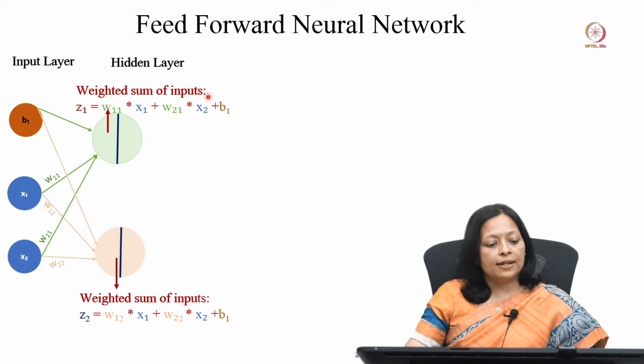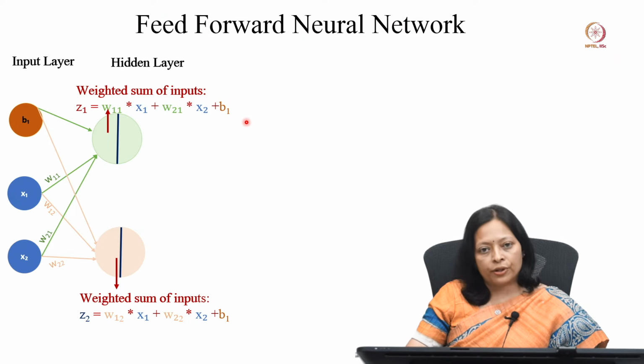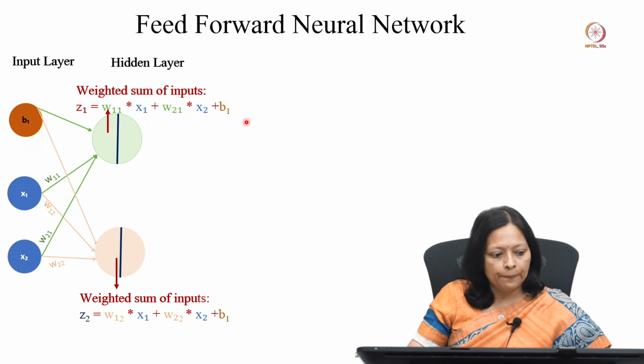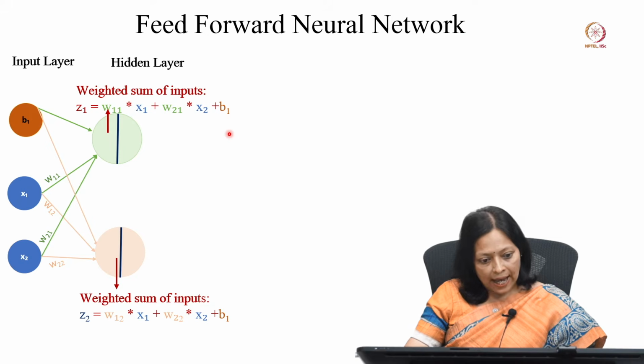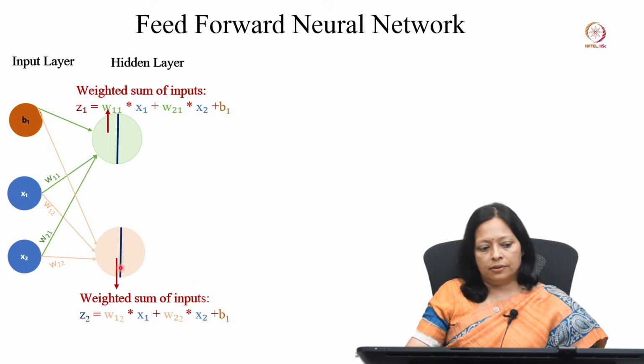So, this is called the weighted sum of the inputs because we are multiplying the inputs with the weights to give a certain amount of importance to the input neurons, okay, and the biases we are adding. So, this is the first part of the calculation.